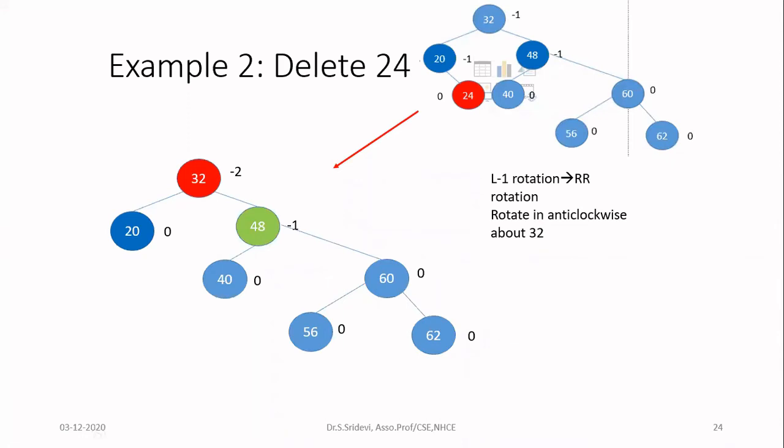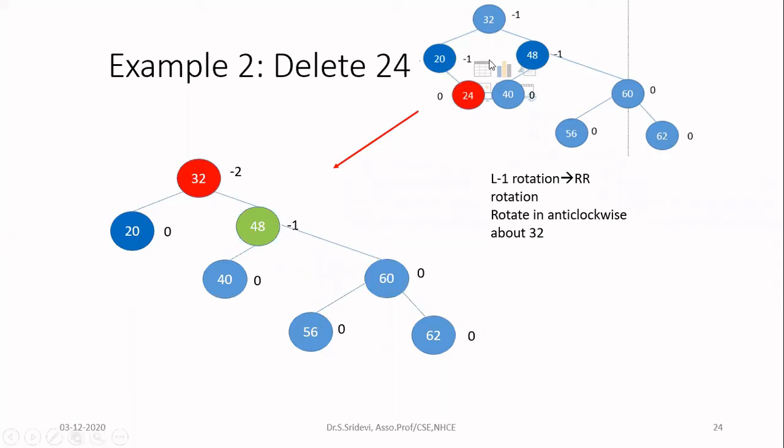So now for 20, balance factor is 0. Then for 32, in the right subtree, I have the height of the longest path as 1, 2, and 3. In the left subtree, it is 1. So 1 minus 3 is minus 2. So the balance factor of 32 is now minus 2. So minus 2 is not allowed. So we have to identify the type of the rotation we need to do.